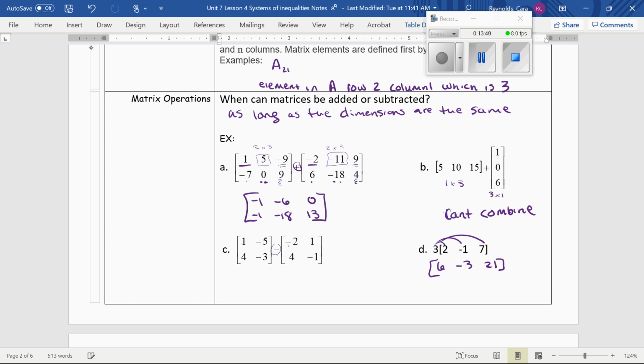1 minus -2 actually gives you 3. -5 minus 1 is -6. 4 minus 4 is 0. -3 minus -1 is -2.